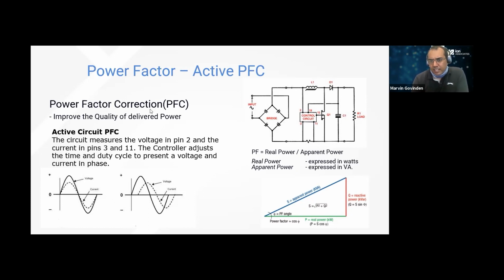On the right-hand side, you can see a typical topology that you may come across. And at the bottom there, you may see the vector representation of apparent power, which is measured in kilovolt-amps. And you might have real power there, which is in kilowatts, and how they're related. The angle there is the power factor angle, which is cos phi, you can see there. And that's one way you see it represented on your devices.